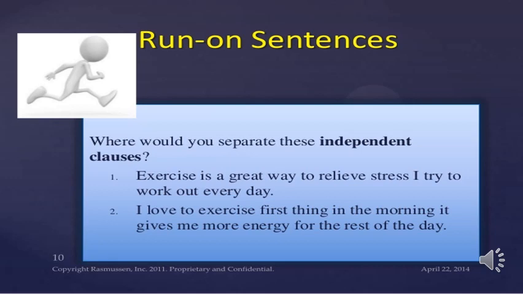Sentence number one and number two are run-on sentences. Let's read the first one. Exercise is a great way to relieve stress. I try to work out every day. The second one: I love to exercise first thing in the morning. It gives me more energy for the rest of the day. These two sentences are called run-on sentences, without proper punctuation or conjunction.